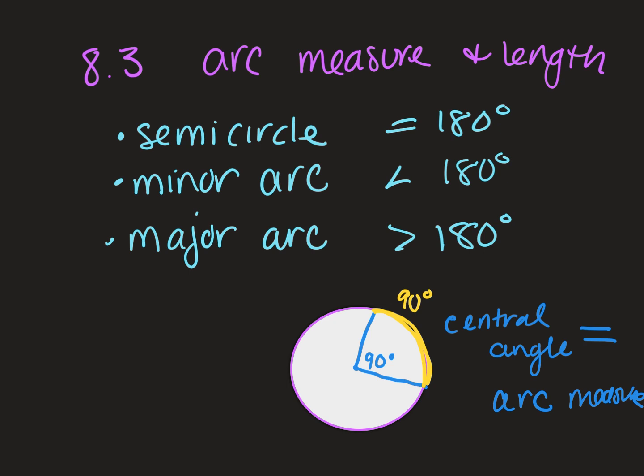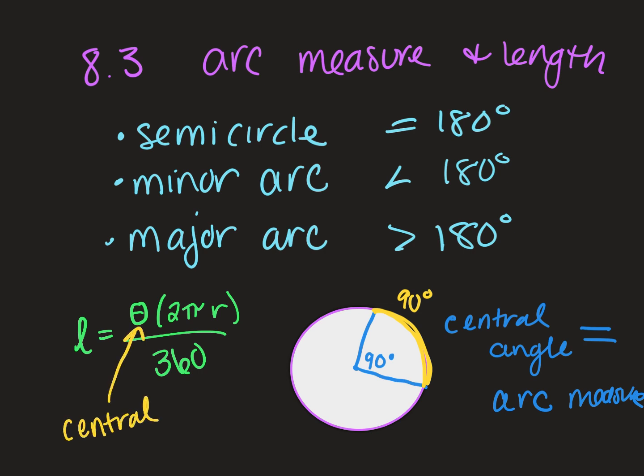Okay, so remember the other thing we did was we found the arc length. So that was when we did the central angle measure times the circumference, which is 2 times pi times the radius, and then divided that by 360. So remember, this is the Greek letter theta, and that's our central angle measure. Looks like the cursive of R.